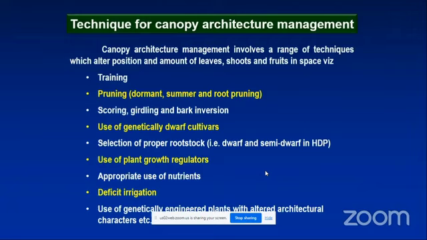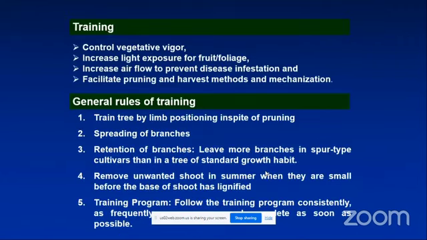And then scoring, girdling, and then bark inversion. Use of genetically dwarf cultivars, selection of proper rootstock, whether it is semi-dwarf or dwarf, use of plant growth regulators, appropriate use of nutrients, deficit irrigation, use of genetically engineered planting material, which alters architecture structure and canopy.